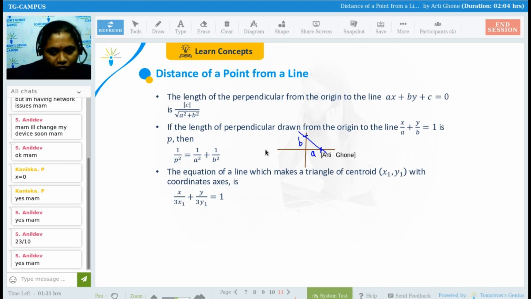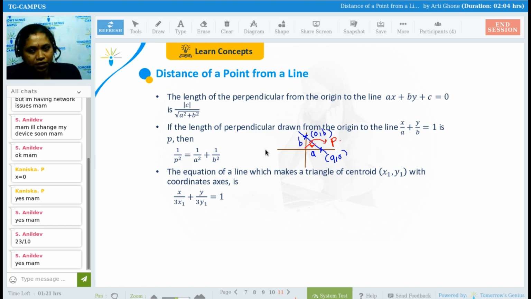So it will have the coordinates (a, 0) and (0, b). They are telling us that the length of the perpendicular drawn from the origin to the line, means from the origin if I drop a line over here, obviously this is a perpendicular, and imagine this red color distance is p, then 1 by p square is equal to 1 by a square plus 1 by b square.